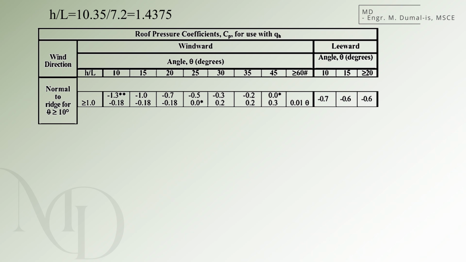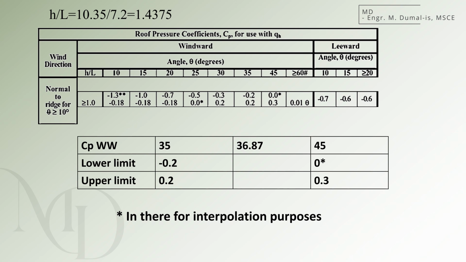We will use only the rows for H over L greater than 1, since that is the applicable range for our roof. If H over L were not greater than 1, we would select the other row and perform interpolation as needed. Next, isolate the columns for roof slope between 35 and 45 degrees. Because our roof angle is 36.87 degrees, it falls between those two columns. We insert 36.87 as the target slope.